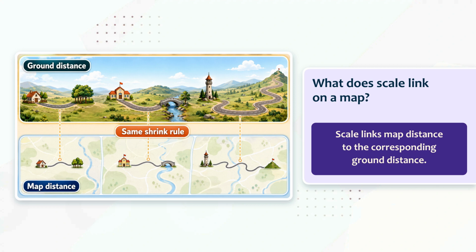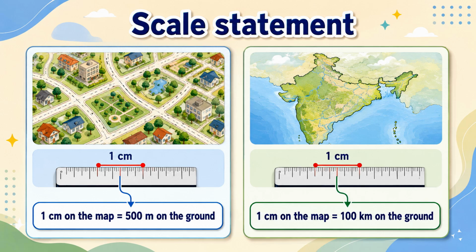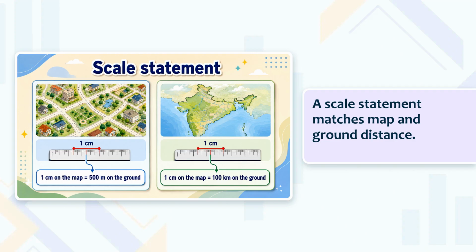Next, let us learn how that relationship can be written as a scale statement. A scale statement tells what a measured length on the map represents on the ground. For example, 1 centimeter on a map may stand for 500 meters or 100 kilometers in the real place. Keep the two sides of the sentence together. A scale statement matches map and ground distance.